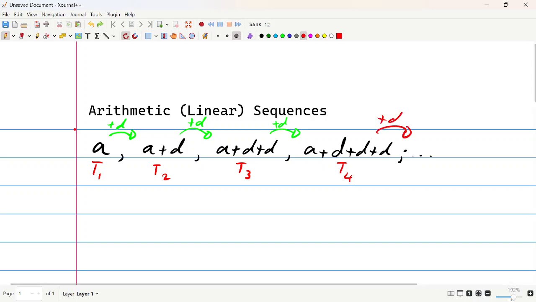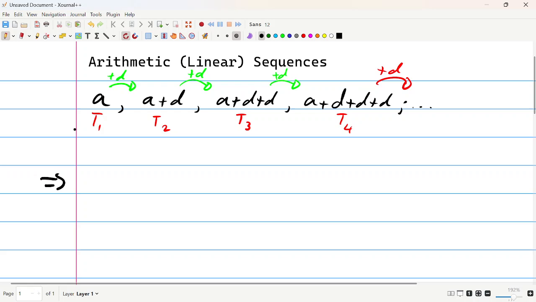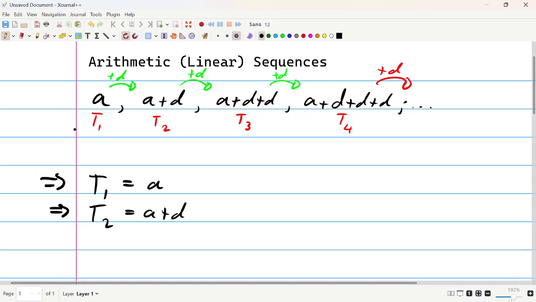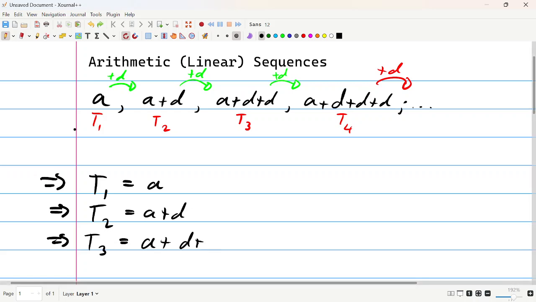Okay. And now if we put that into mathematical terms, into equation terms, this implies to us that term 1 is just going to be equal to A, because it is our first term. And this implies that term 2 is going to be A plus D. And then term 3 is going to be equal to A plus D plus D. But notice that because D is adding by itself twice, therefore it's going to be A plus 2D.